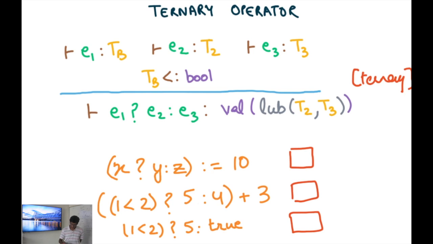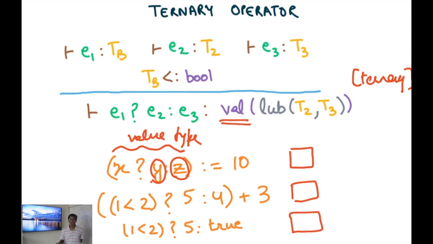So is X question mark Y colon Z colon equals 10 a valid expression? Well, Y and Z could be reference types, but X question mark Y colon Z is definitely a value type, because we are saying that only the value type will be returned by this expression. And we recall that the LHS of an assignment statement should always be a reference type, and so this cannot be a well-typed expression ever.